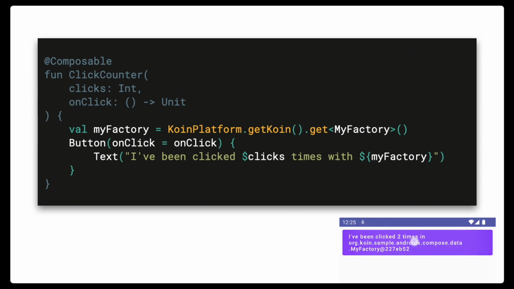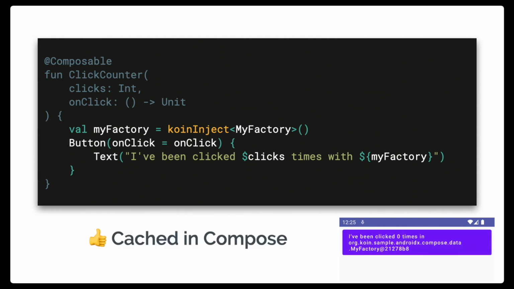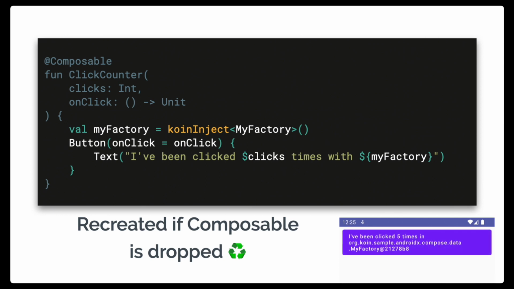The thing is, it will trigger a recomposition of your component because this API is not Compose compatible directly. You can use the Koin inject API to retrieve your dependency, and it will stick to the current recomposition of your widget. You don't have to retrieve anything else, just use the Koin inject, and even a factory instance will stick to the current instance of your widget. Because then it's cached in Compose. And then it will be recreated if your composable is dropped and then recreated.